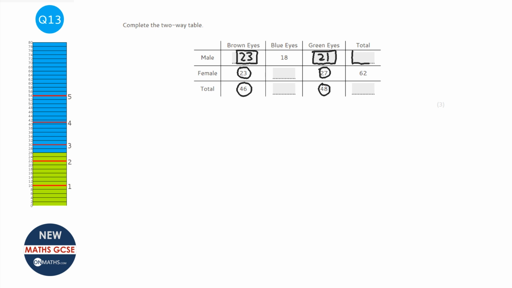Now if we have a look at this one, we have 23 males with brown eyes, 18 males with blue eyes, and 21 males with green eyes. We assume that there weren't any others because they're not in the table. So we add those together and that gives us 62 in total. So we've got 62 females altogether, and 27 of them have green eyes and 23 of them have brown eyes. So we take the 23 and the 27 away from 62, and that leaves us with 12.